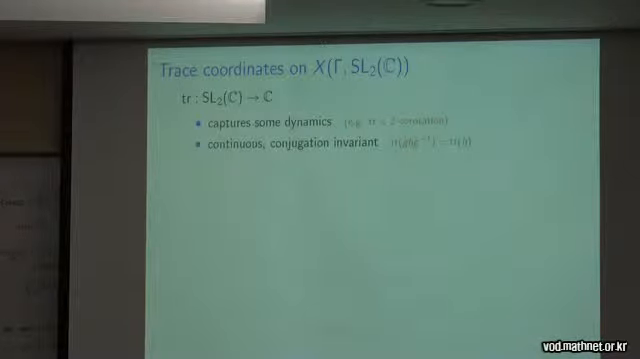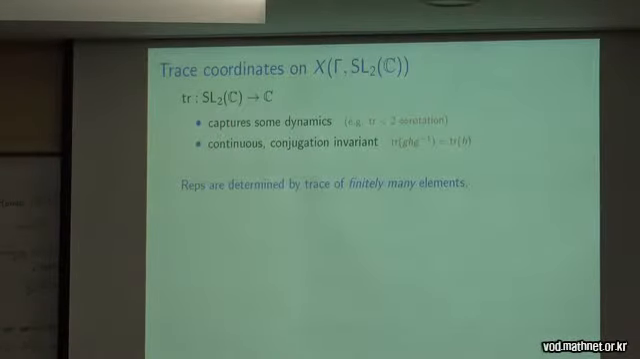It's a well-known old fact that the character space for gamma representations into SL2C can be given coordinates using traces of elements, or characters if you're in SLNC. Okay, so why trace? Trace captures some dynamics. That's a nice property. But the property that we need is that it's a continuous and conjugation invariant function. The fact that it's continuous means that it's actually invariant on the closure of conjugacy classes. So it defines a function on the character space.